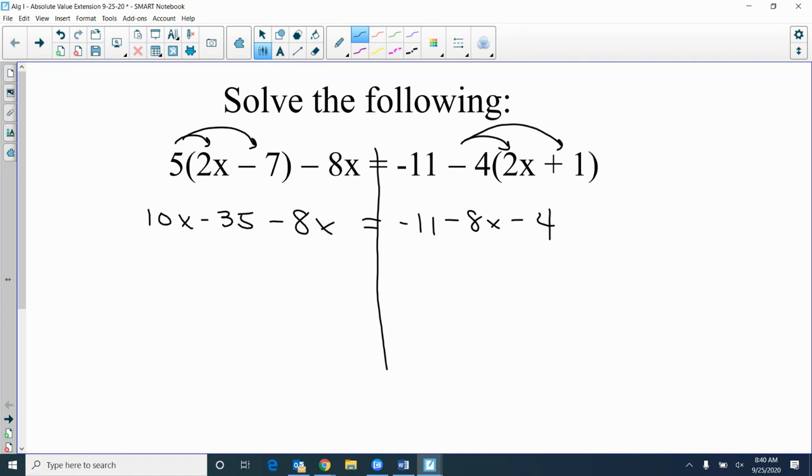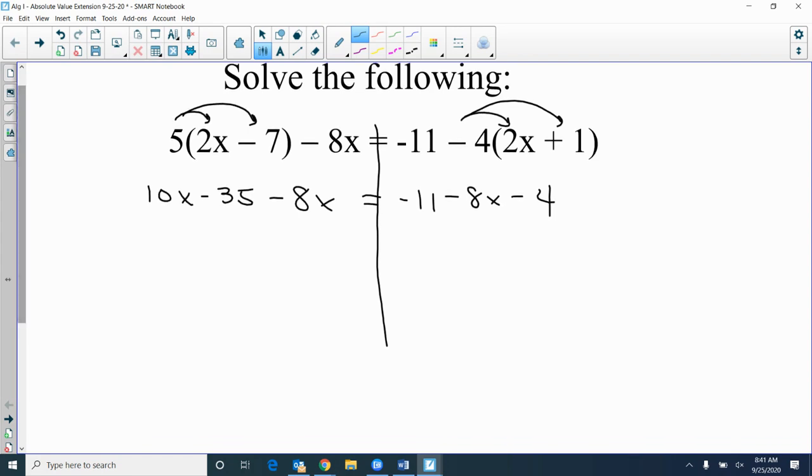Okay. Now, like I said, I'm going to combine on that left-hand side. Preston, what do you think? Should combine? Add -11 and -4. Oh, sorry. Add 10x and -8. What does that give me? 2x. And you just write down 2x minus 35 equals -11 minus 8x minus 4.